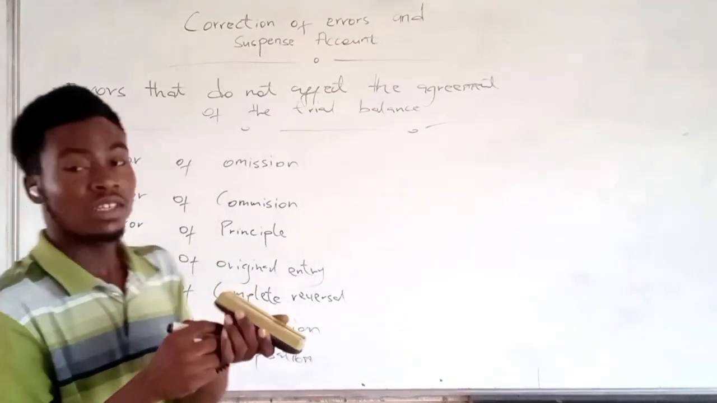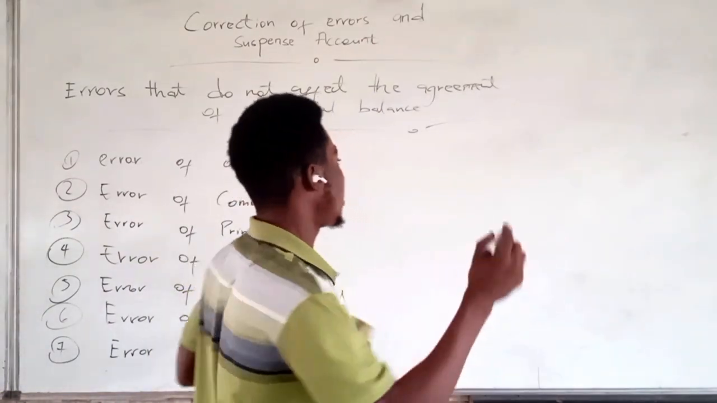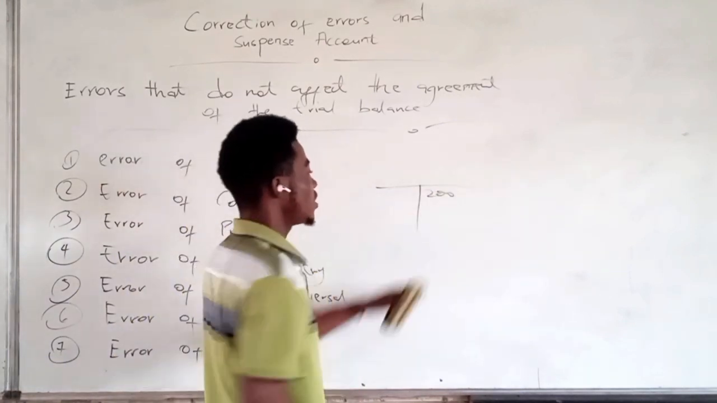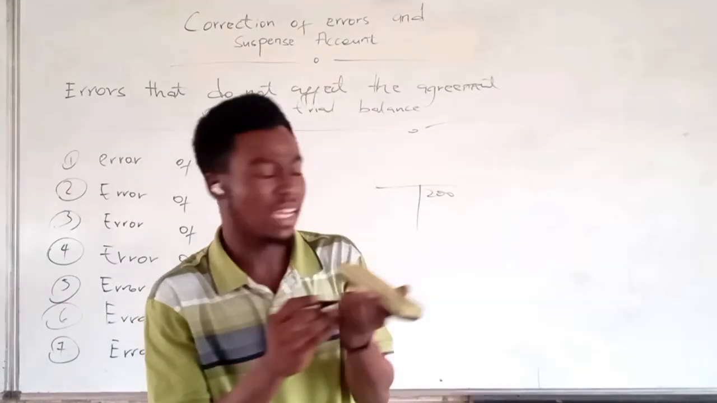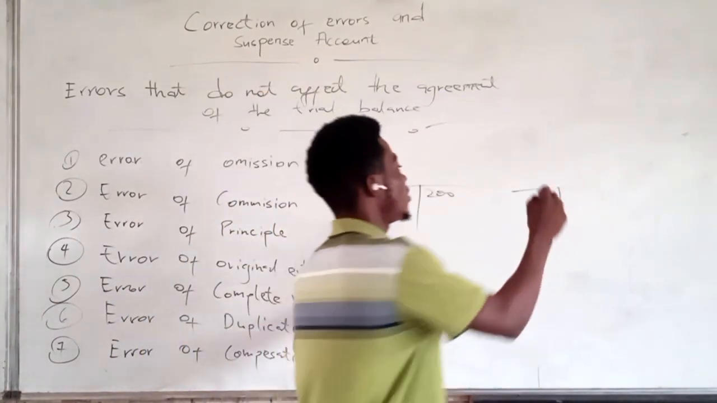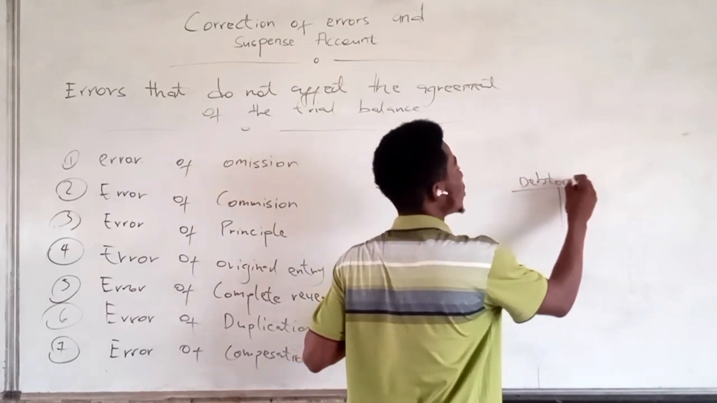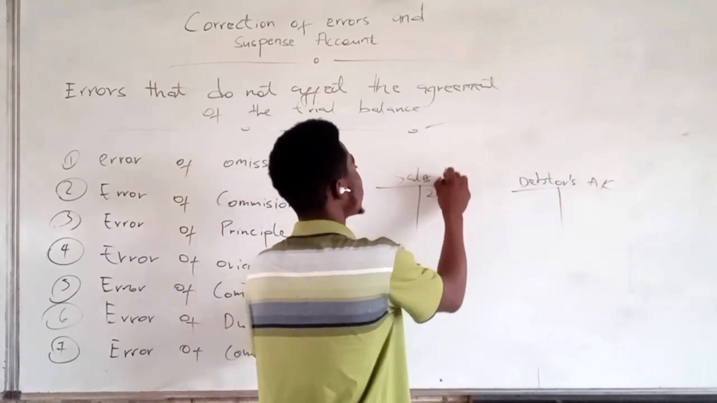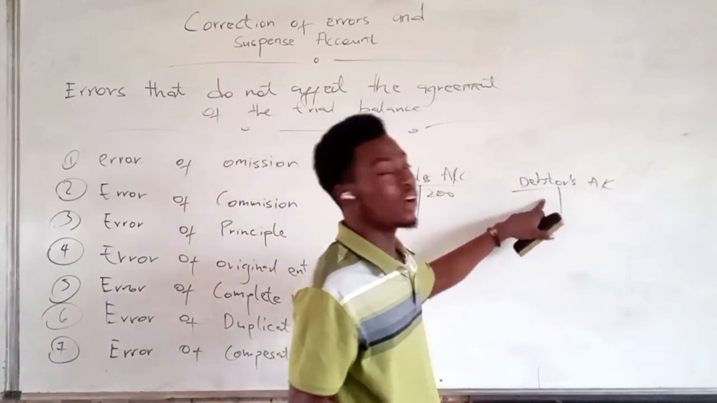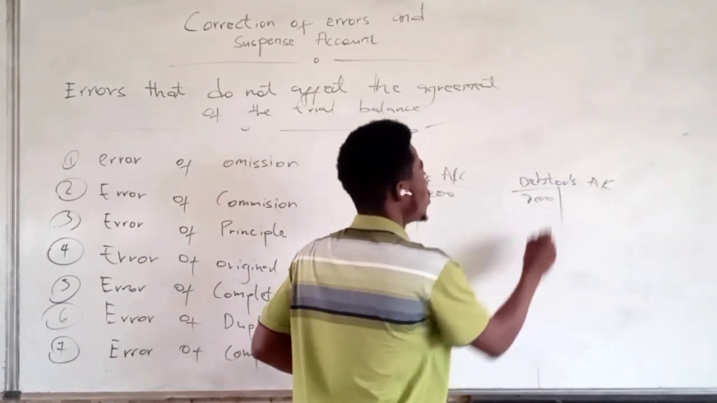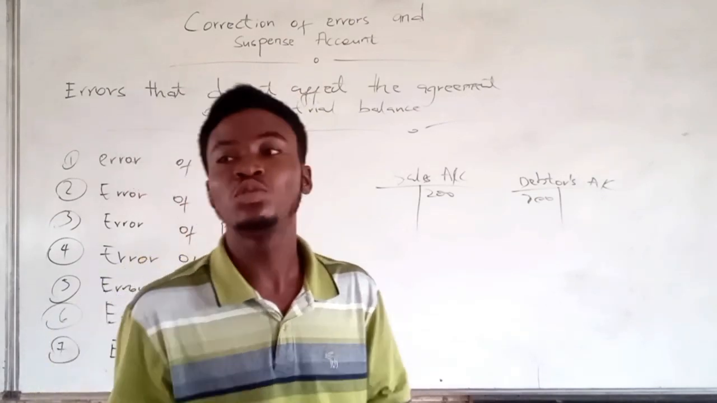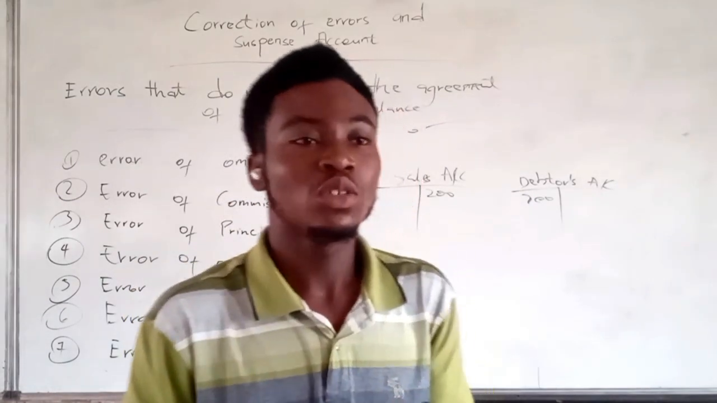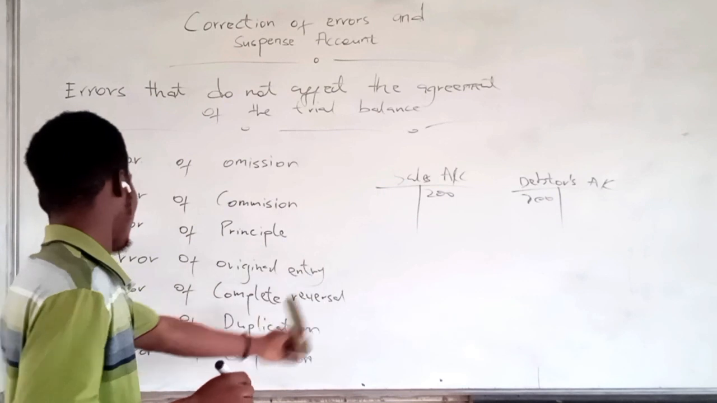Error of compensation. When we say error of compensation, let's say the sales account has been overcast by 200, and then the debtors account has been overcast by 200. So it means that the trial balance is still going to balance. We've overcast it, but the trial balance is going to balance. So this error will not affect the agreement of the trial balance.